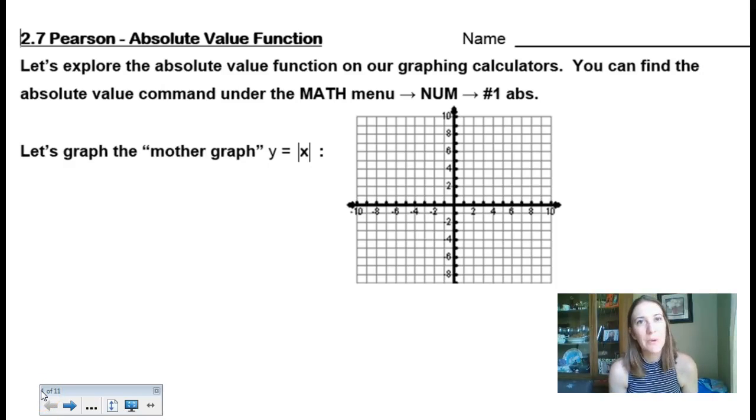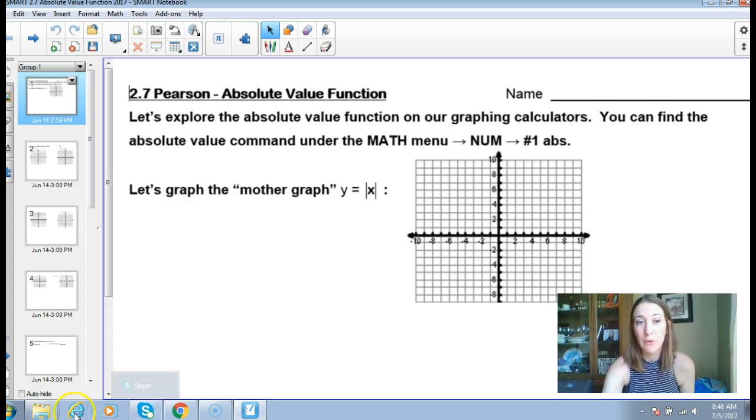Welcome back. So our lesson for 2.7 in Algebra 2 is a nonlinear functions unit, and we're going to talk specifically about the absolute value function. So let's explore a little bit on our calculator as to what the absolute value function looks like and what it looks like when we transform it.